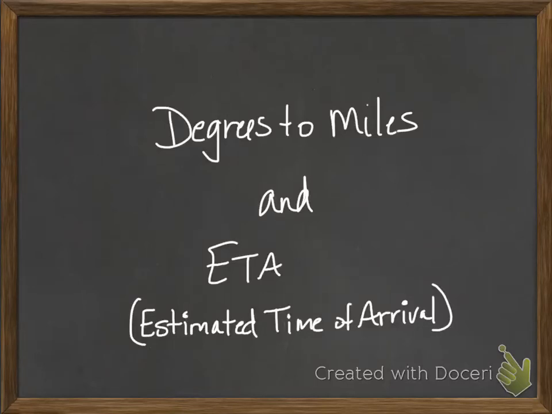Okay, so this is the third video for this week. We're looking at degrees to miles, and then also ETA, which is estimated time of arrival. So on our last video, we found distance. So let me put in our page.